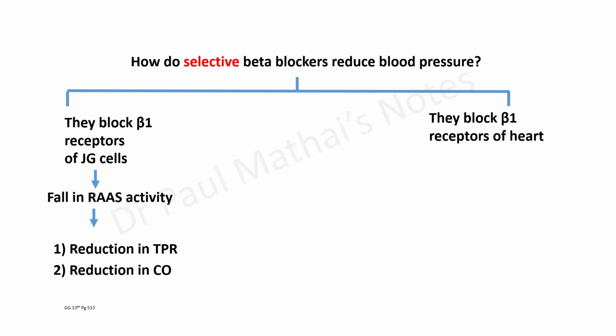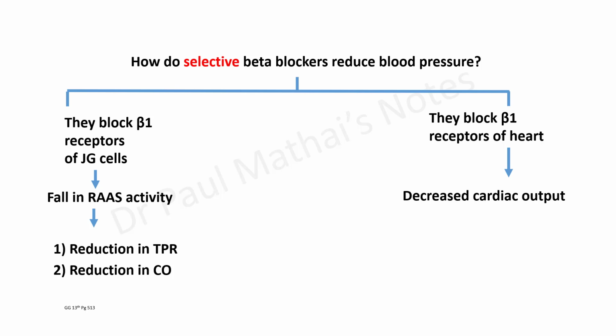We also know that they block beta 1 receptors in the heart. This causes a decreased cardiac output, and we know that blood pressure is essentially cardiac output multiplied by total peripheral resistance. So by reducing these two entities, we can reduce the blood pressure.